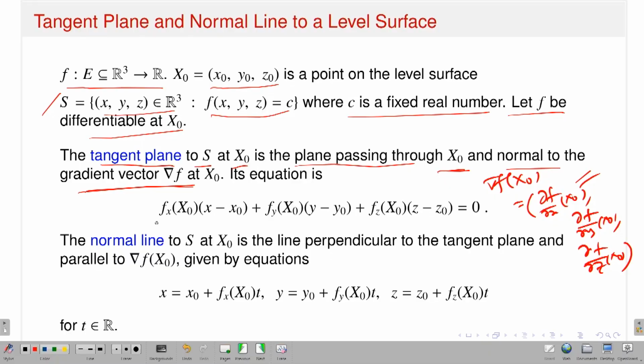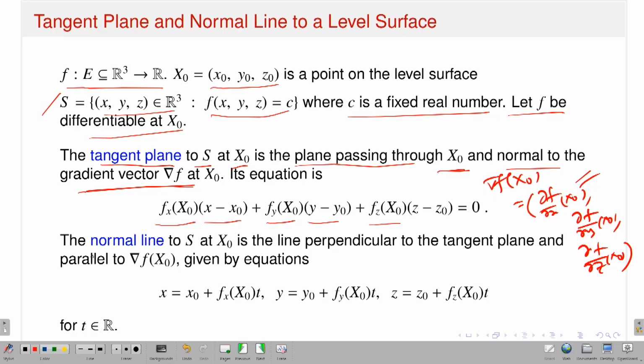The equation is the partial derivative of f with respect to x at x naught times x minus x naught, plus the partial derivative of f with respect to y at x naught times y minus y naught, plus the partial derivative of f with respect to z at x naught times z minus z naught, is equal to 0. That is very straightforward. If I want the equation of a plane passing through a point and normal to the gradient vector, this is the equation.